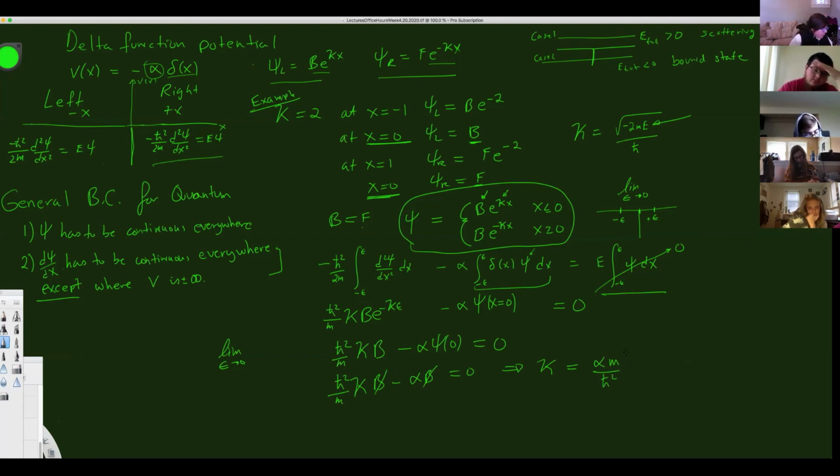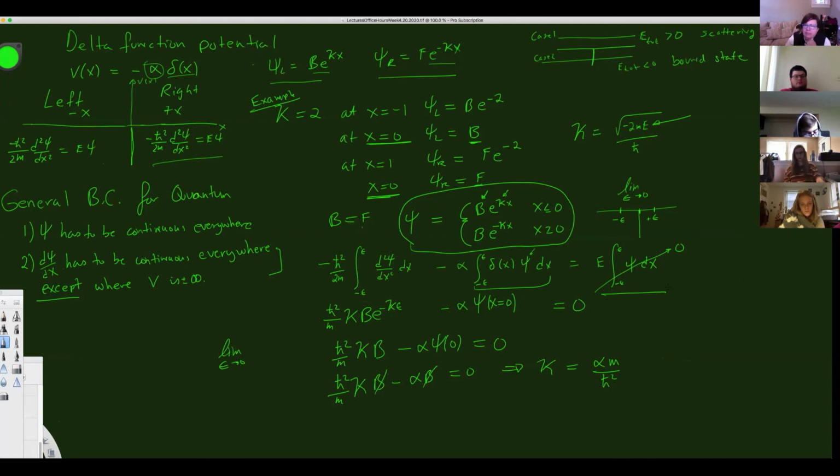Now, let's see if I actually got that in my notes. That would be nice. I could have not gotten that. I have to check though. Give me a sec. M alpha over h bar squared, I got it. Okay, cool. So now we've got kappa. That's great because kappa really is E. So I really have E now. Let's solve for E, because that would be nice to have.